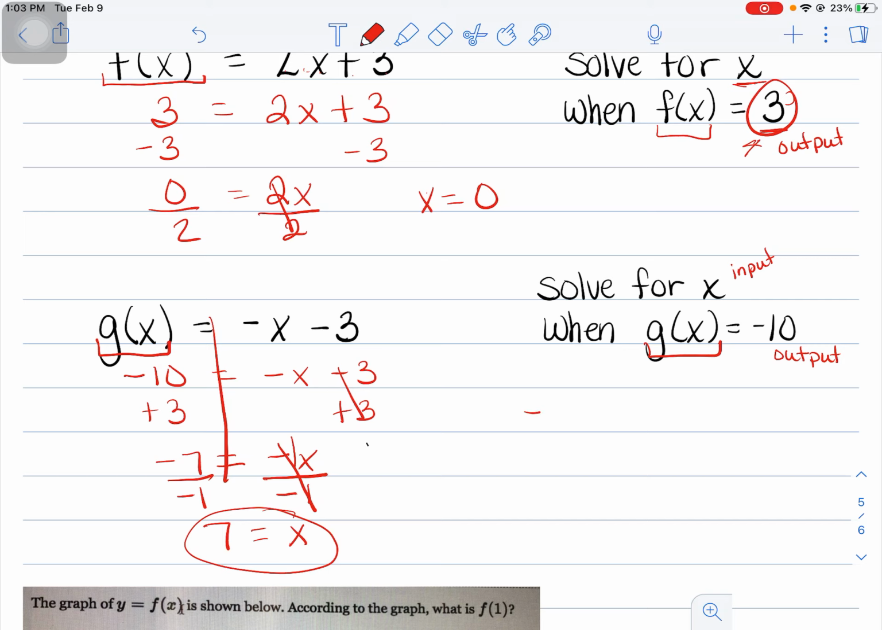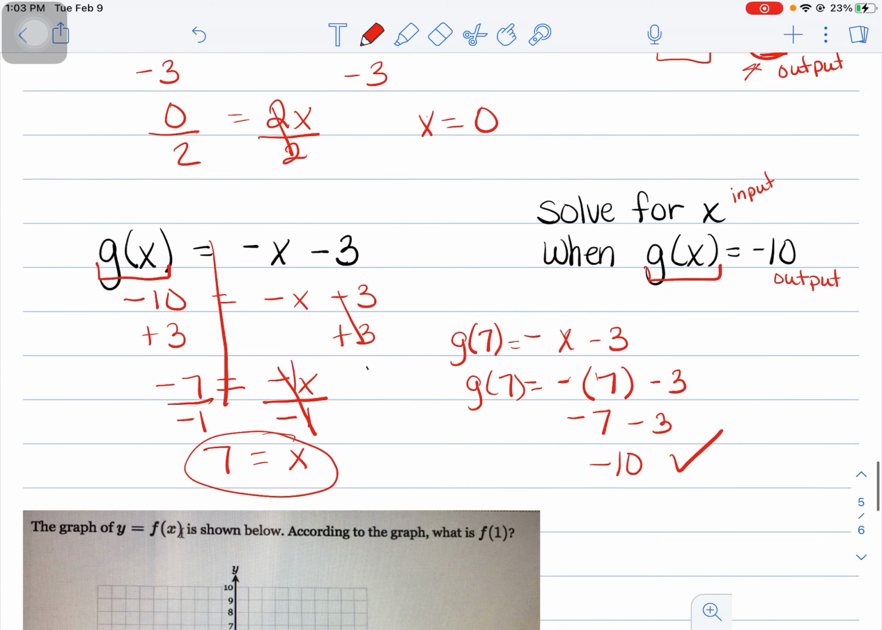So we can double check. Negative x minus 3, that was our rule, g of 7. So when our input is 7, let's see what it would be. So g of 7 equals negative, that's part of the formula, use our parentheses, 7 minus 3. Well, negative times a positive is a -7 minus 3. Two negatives, we keep them together, find the sum, keep the sign, -10. So I know it works.